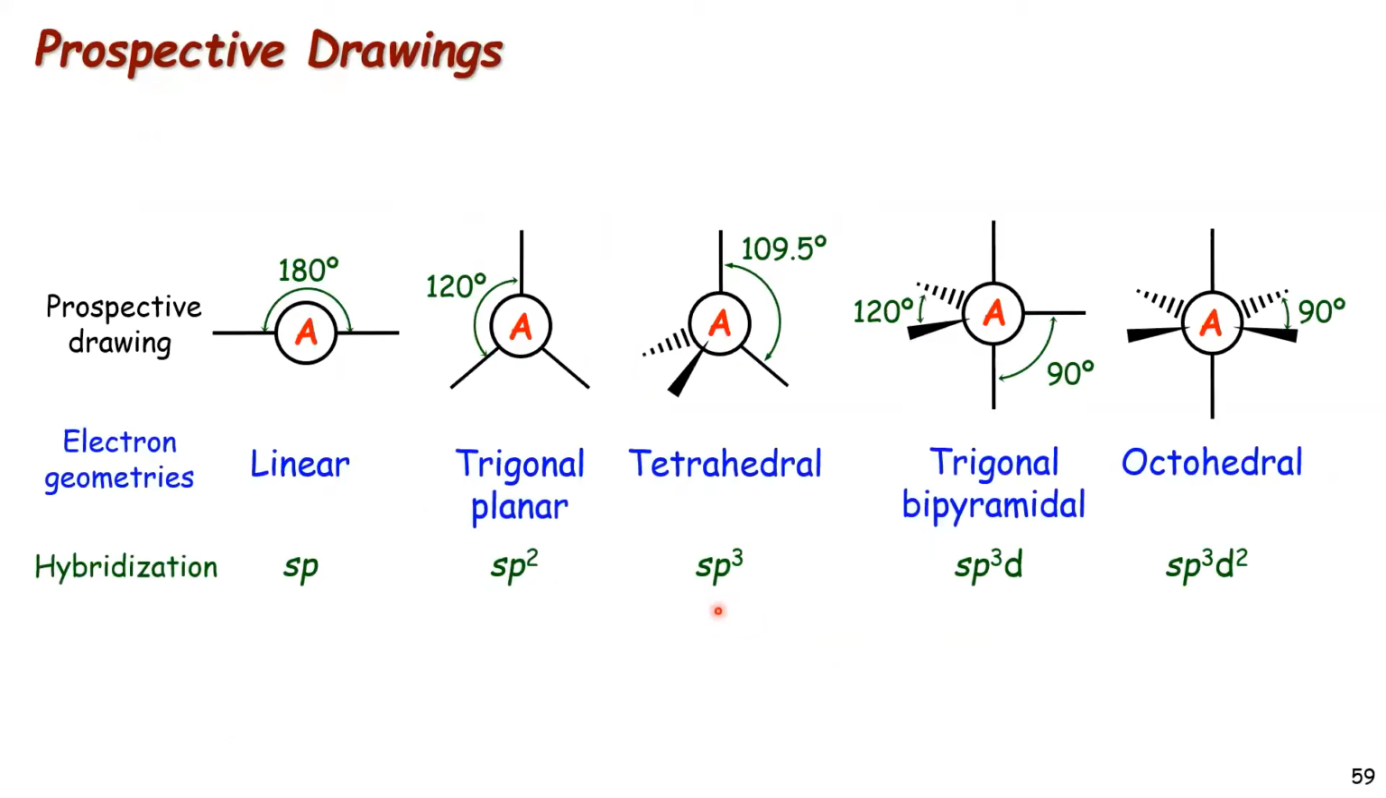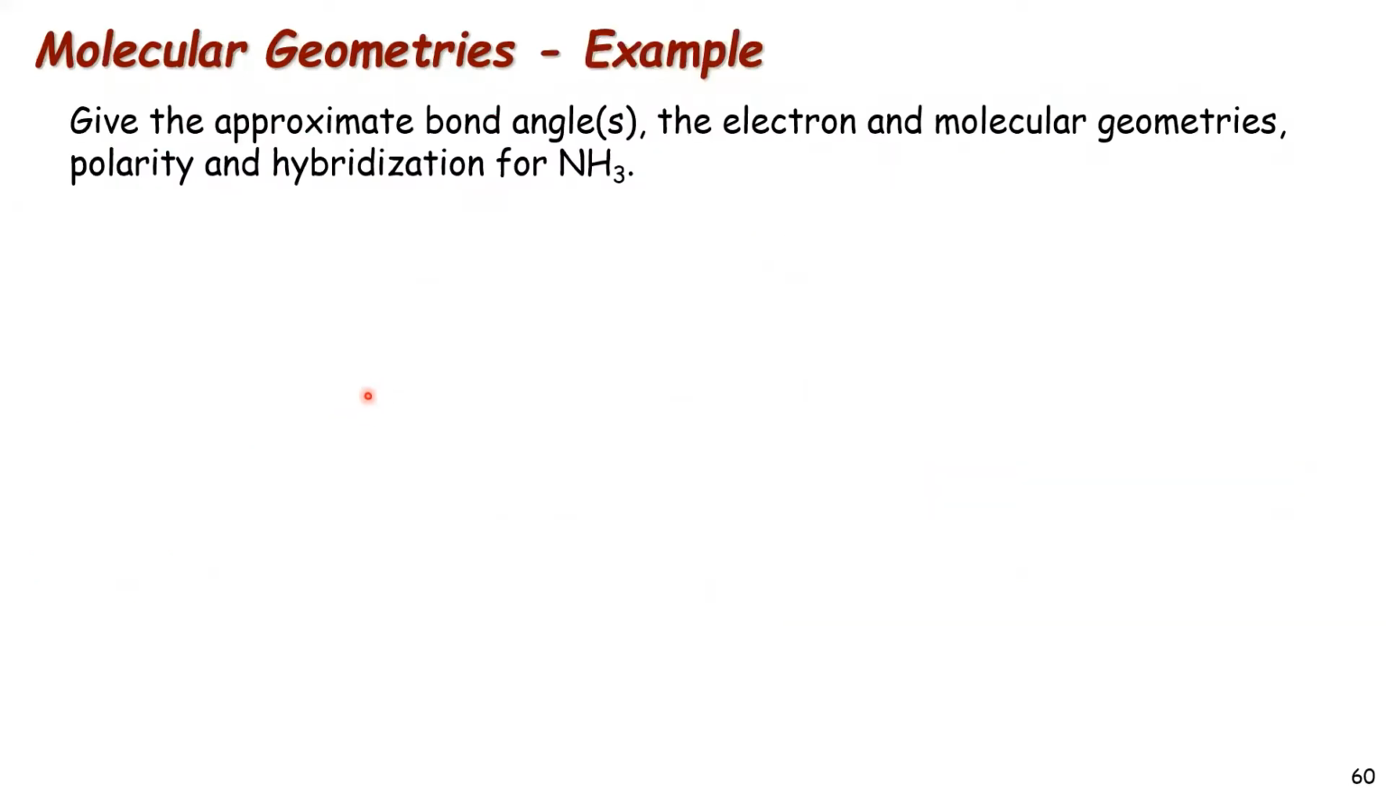Okay, so this is just basically to sum up everything that we've talked about so far. You can find this in your lab manual. It just gives you how to draw the perspective drawing for each one of these electron geometries. Again, we're going to draw the perspective drawing from the electron geometry, not the molecular geometry, and then, of course, the hybridizations that go with each one of these. So let's go through and do a couple of examples.